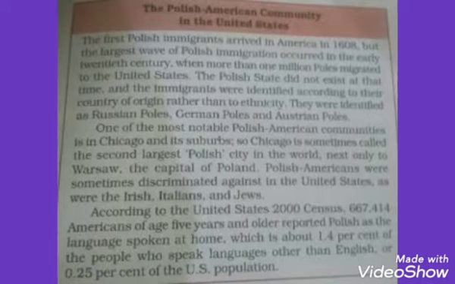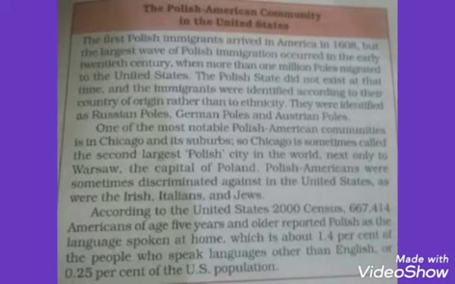The first Polish immigrant arrived in America in 1608, but the largest wave of Polish immigration occurred in the early 20th century, when more than 1 million Poles migrated to the United States. The Polish state did not exist at that time, and the immigrants were identified according to their country of origin rather than to ethnicity. They were identified as Russian Poles, German Poles, and Austrian Poles.